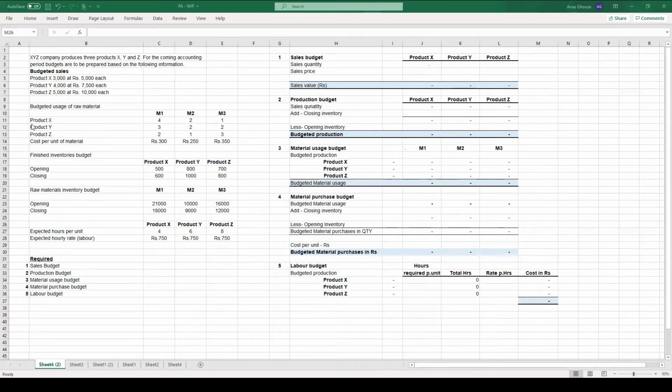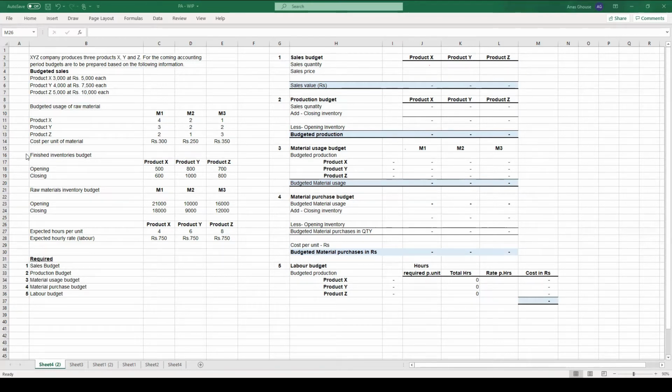In order to produce product X, it requires three materials, material 1, material 2, and material 3. The requirement is 4 units, 2 units, and 1 unit. Product Y also requires M1, M2, and M3 materials. The requirement is 3, 2, and 2. Product Z also requires all these three materials. The requirement is 2, 1, and 3. Cost per unit of material is also given: 300 rupees, 250 rupees, and 350 rupees.